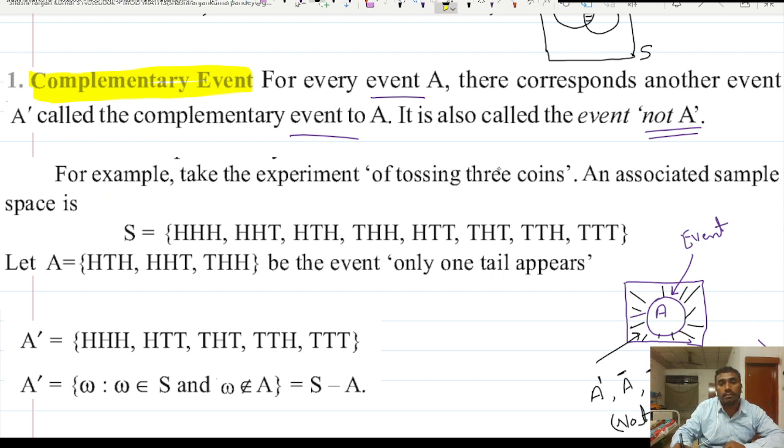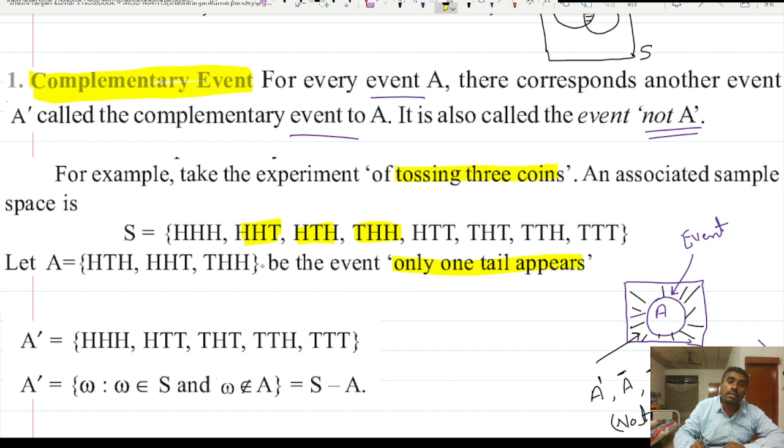So let us take an example of tossing 3 coins. We know that if we toss 3 coins, these are the outcomes. Total 8 outcomes are there. And if we consider A is an event in which only one tail appears, this one is there, this one is there, and this one is there. So total 3 sample points are there.